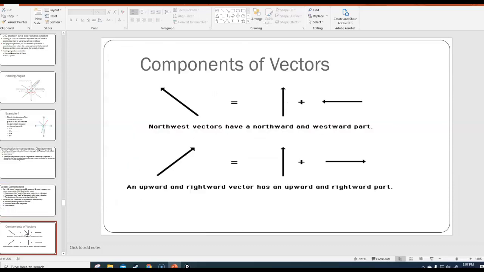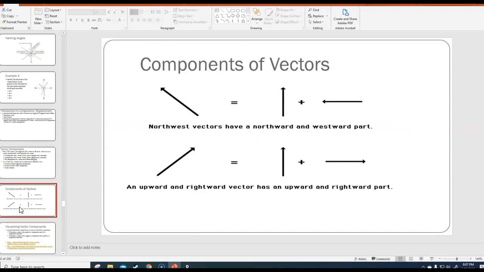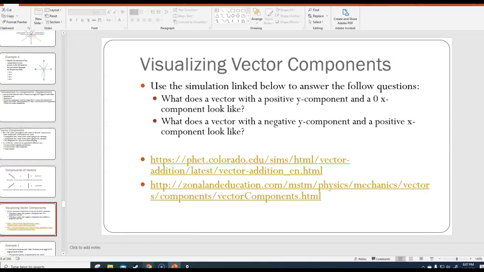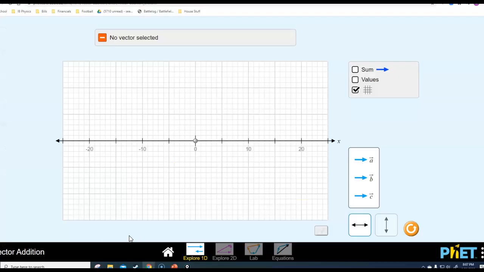Okay, and again, if you want to understand what a vector component is, I have a simulation which I want you to play around with. I will link it in the video above. But just to give you a taste, up until now, all the problems we've been doing have been one-dimensional problems.